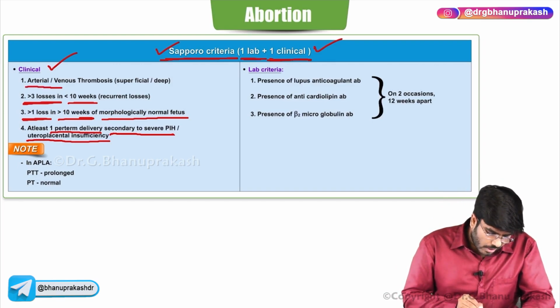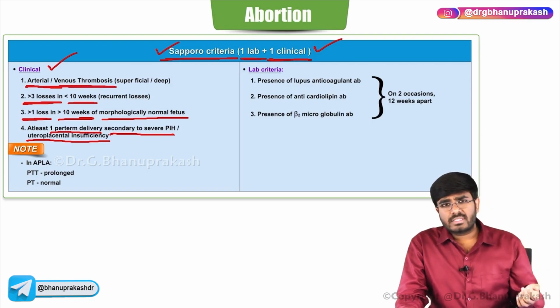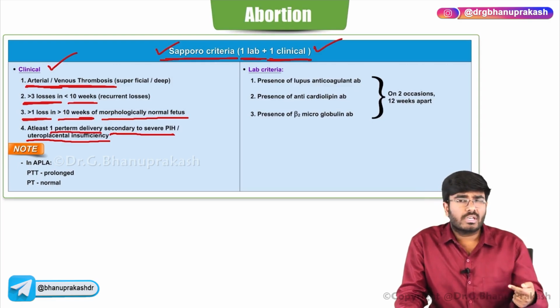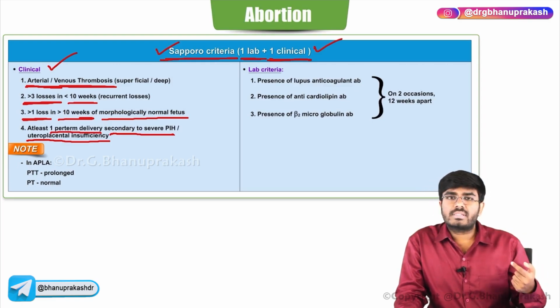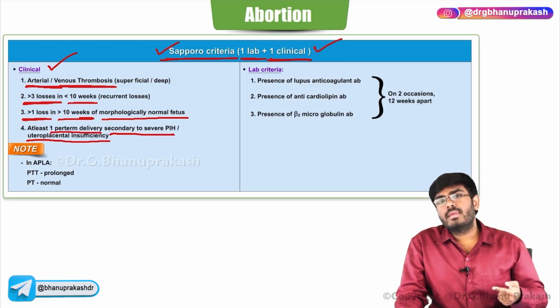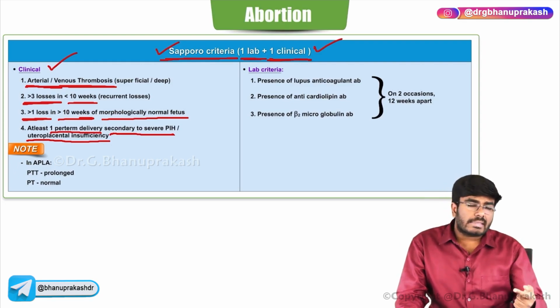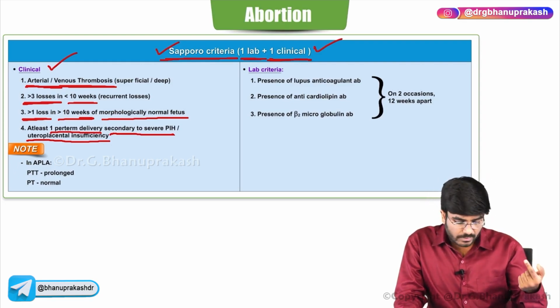Or history of arterial or venous thrombosis. History of venous or arterial thrombosis, or I can say 3 pregnancy losses before 10 weeks, or 1 pregnancy loss after 10 weeks with a morphologically normal fetus, or history of preterm labor because of pregnancy induced hypertension. So if you have any one of them, it is a criterion for diagnosing APLA syndrome, antiphospholipid antibody syndrome.